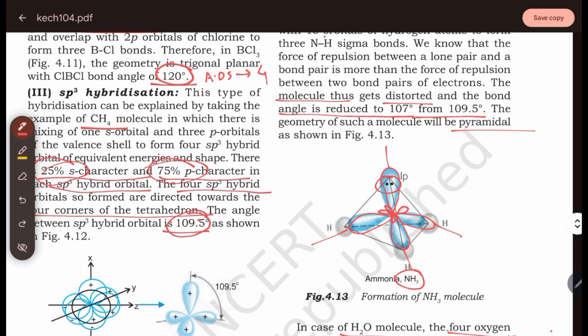Now, as per the VSEPR theory, we know there is a lone pair to bond pair repulsion for which the expected bond angle, which is 109.5 degree, is reduced to 107 degree and the molecule is distorted and the shape is a pyramid. So, we will say it is a pyramidal geometry.